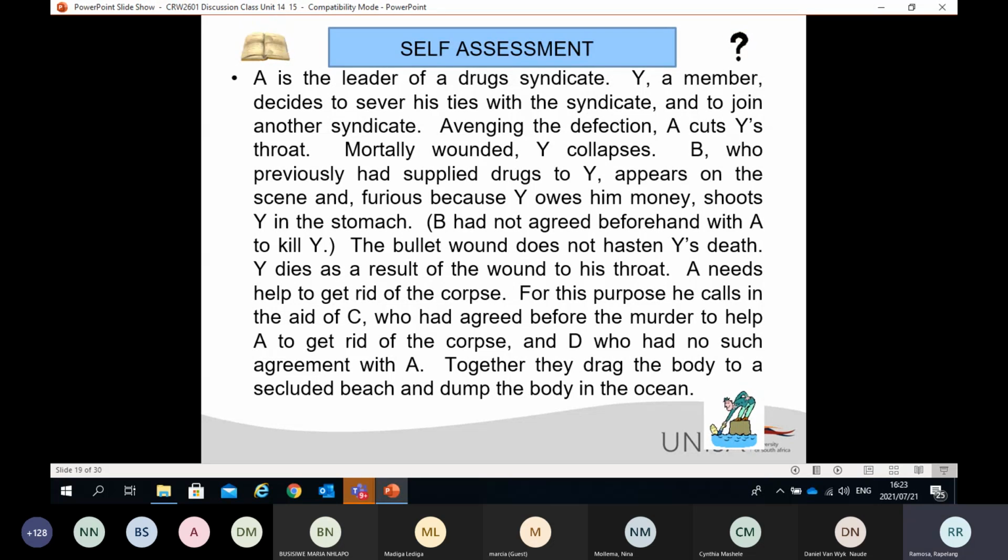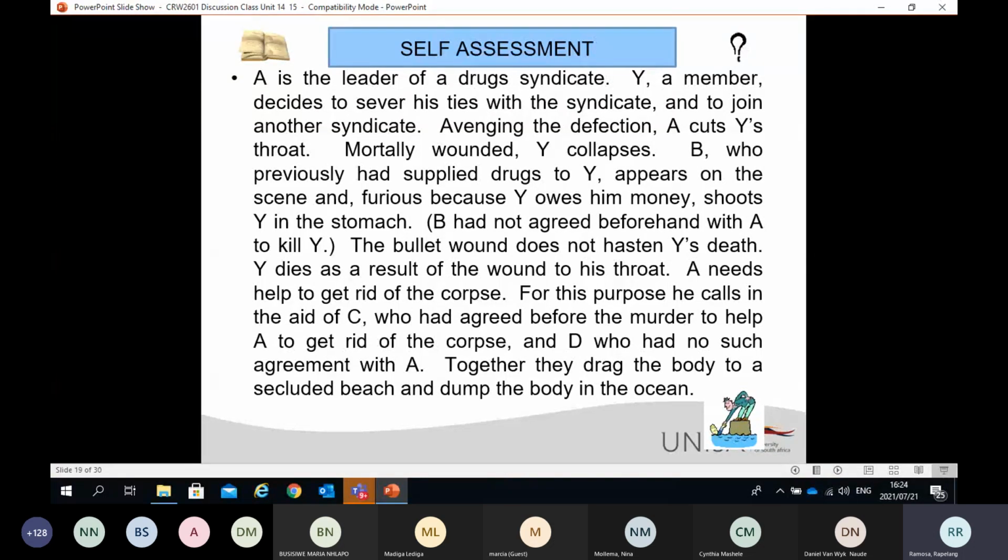So here we have A is the leader of a drug syndicate. Y, a member, decides to sever his ties with the syndicate and to join another syndicate. Avenging the defection, A cuts Y's throat. Mortally wounded, Y collapses. B, who previously had supplied drugs to Y, appears on the scene and, furious because Y owes him money, shoots Y in the stomach. B had not agreed beforehand with A to kill Y. The bullet wound does not hasten Y's death. Y dies as a result of the wound to his throat.